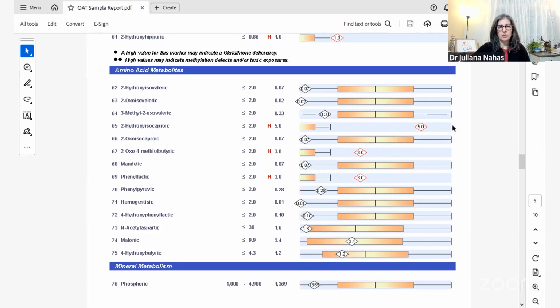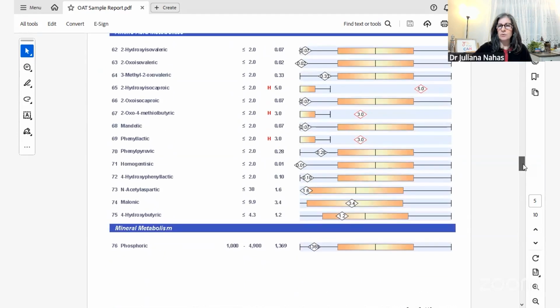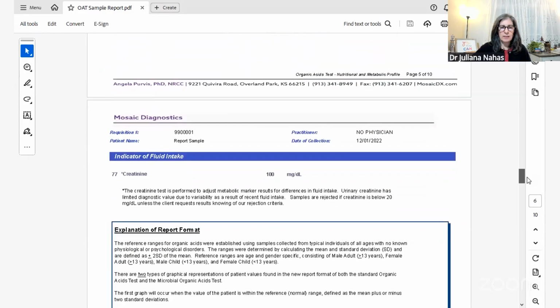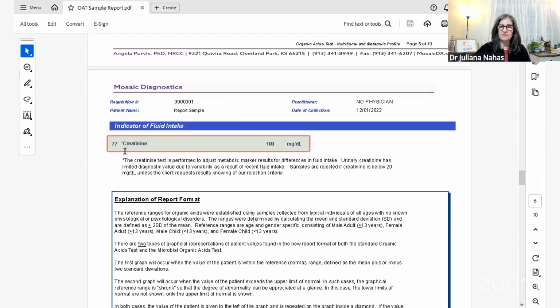Or if something is super, super high, or all of them are super high, again, I'll look at what happened with the test, like maybe they didn't do a fasting test like they were supposed to, right? I do look at the creatinine on the test because if it's less than 50, then I have to recompute where the line actually falls. It does alter all the results on the test. And if it's over 250, again, it will alter the results on the test. So we like the creatinine to be between 50 and 250, not below or higher.